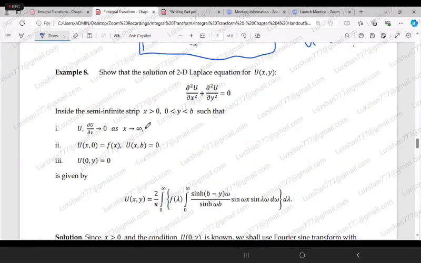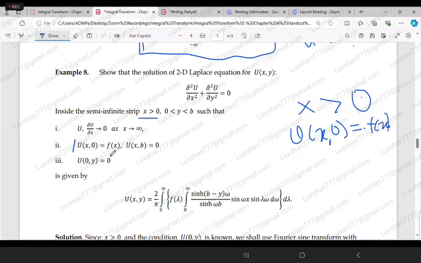Here, look at here. Actually, x is greater than 0. Also, we are given u(x, 0) equal to f(x). It's known. Actually, f(x) is not known, but they have given us a function f(x). So in that case, it is known.